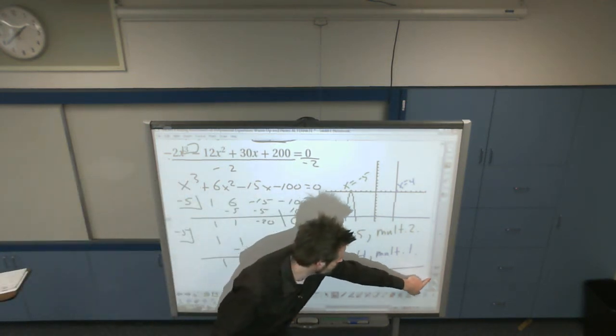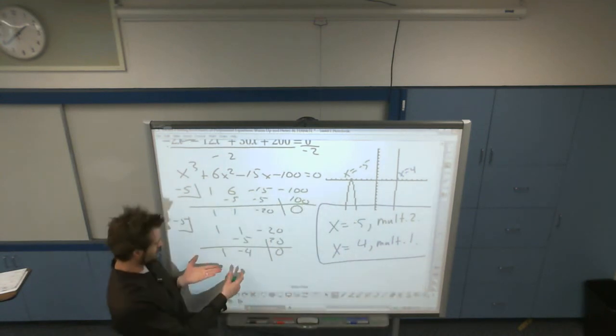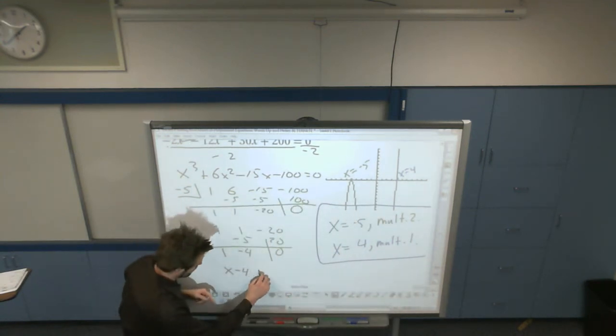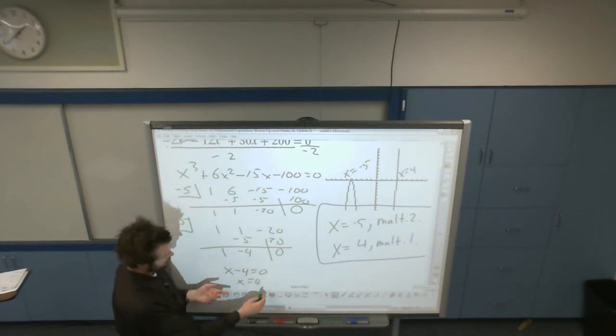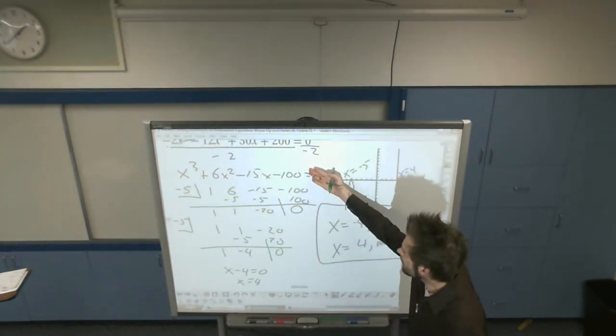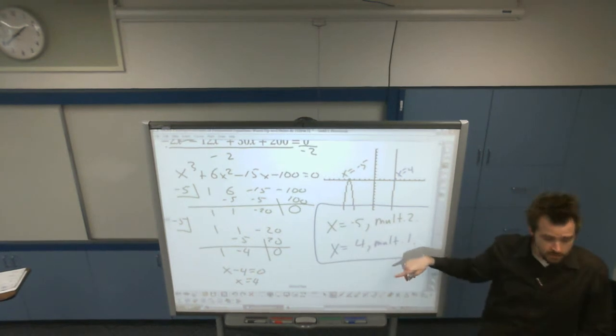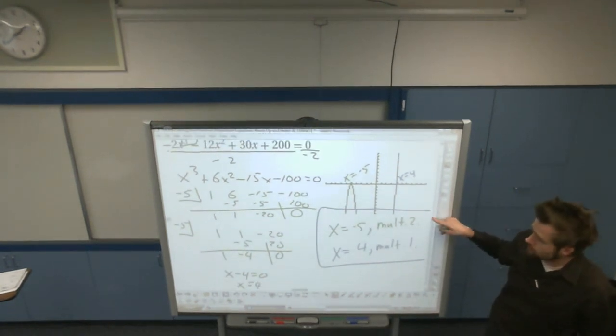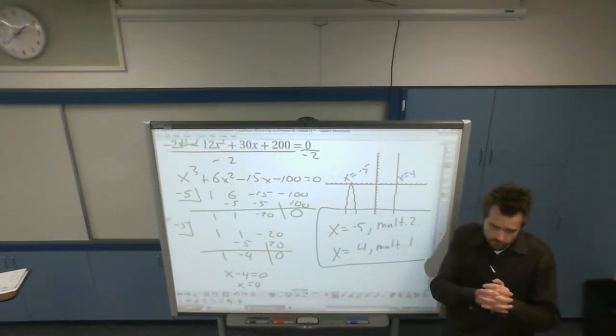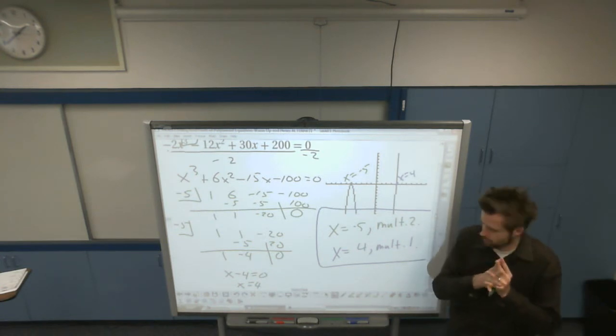And look what I'm left with. I'm left with hardly anything. This is 1x minus 4, set it equal to 0, and there's our other root. So look, you don't have to go through this every time. I just want you to see that our observations about the graph fit perfectly with all the other stuff we know about factors and roots and stuff.